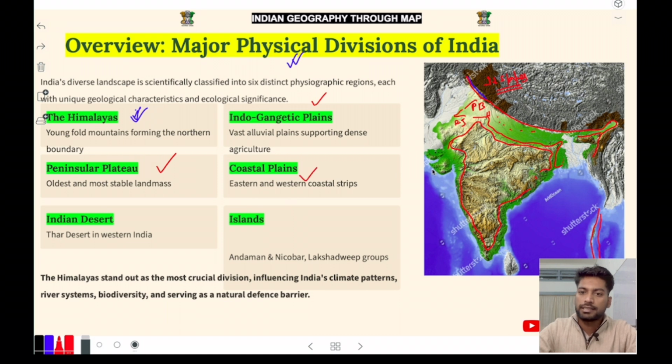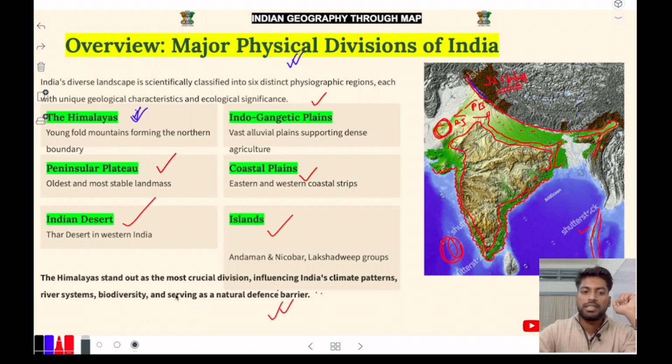Coastal plains, see these are your coastal plains. Near the coastline we can see some plain area. This is your coastal plain. Then Indian desert, here you can see Thar desert. Then islands, these are your islands, Lakshadweep and Andaman Nicobar Island. So these are your 6 major physical divisions of India: Himalaya on the northern side, then a little below, Indo-Gangetic plain, then peninsula plateau, then coastal plain, then Indian desert and then island.